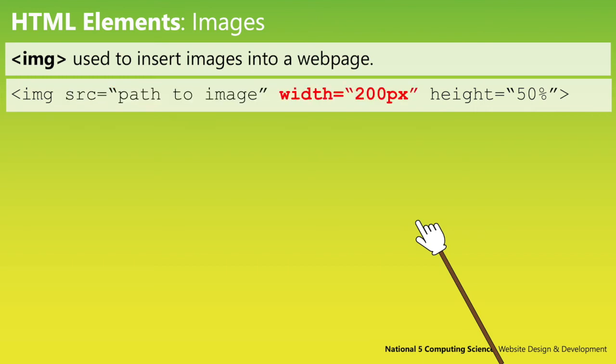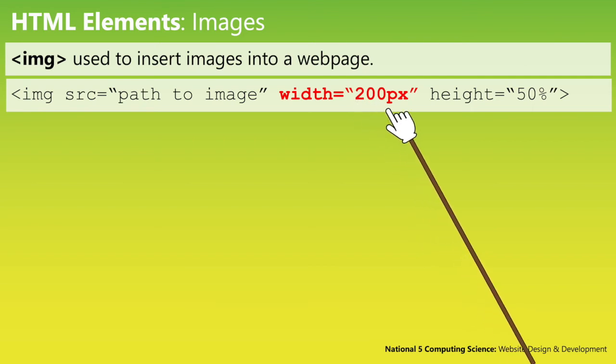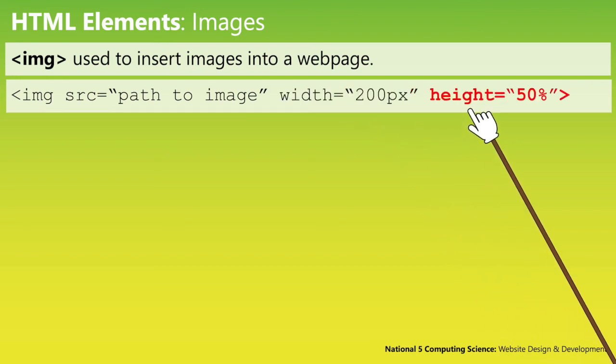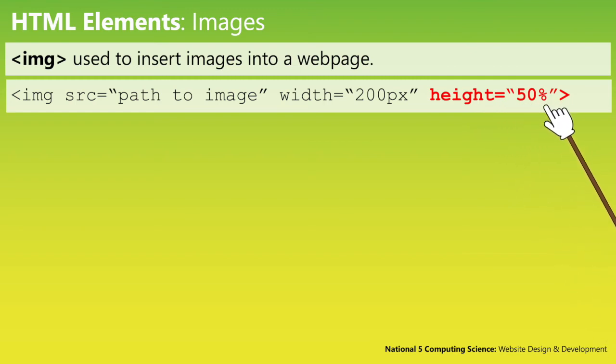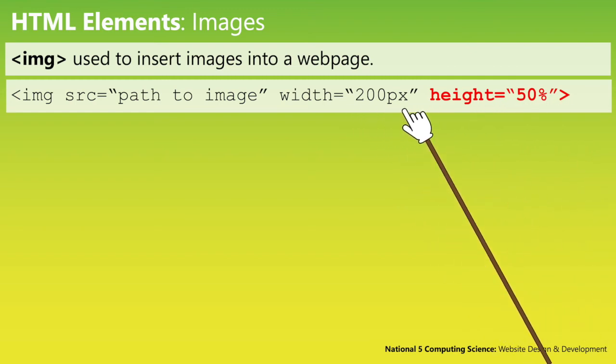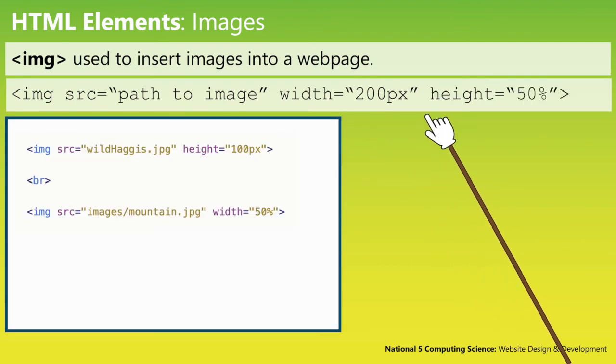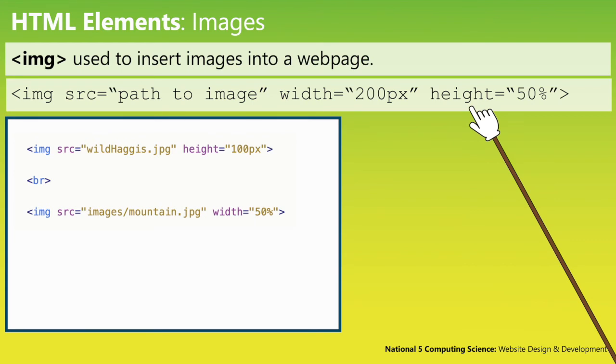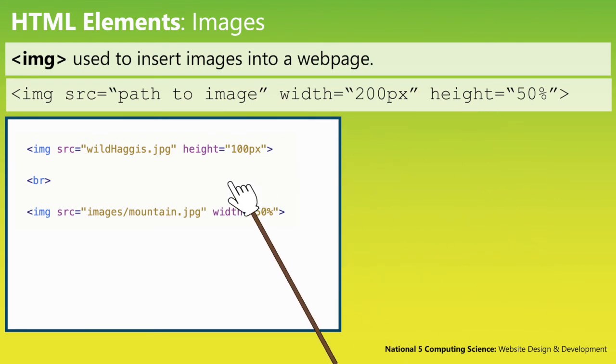The width. This is the width of the picture, and it can be specified as a number of pixels using px, or as a percentage width of the screen. We then have height, and like width, height can be set as a percentage of the screen or a fixed size in pixels. My recommendation is that you only ever set width or height and not both, as it could skew pictures. So let's have a look at a couple examples.